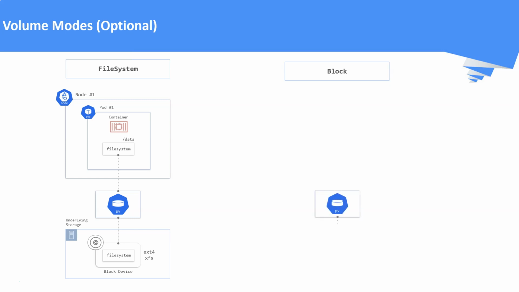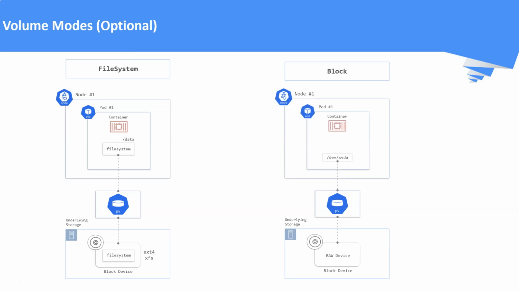Whereas in the case of a block volume mode, the persistent volume from the underlying storage will be presented as a raw device to the pods. The application running in the pods should know the mechanism on how to handle this block device. Ideally, the application should create a file system on top of this device, but it should be done from within the pod.